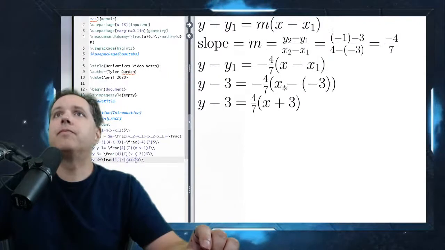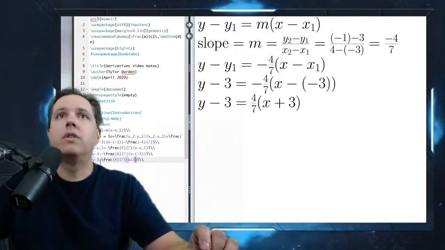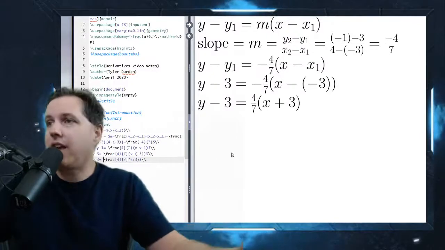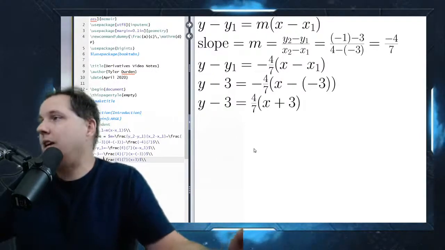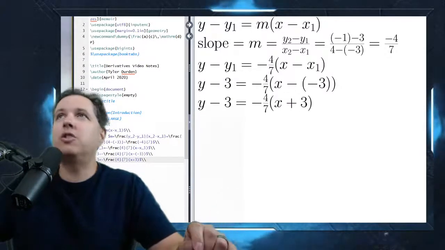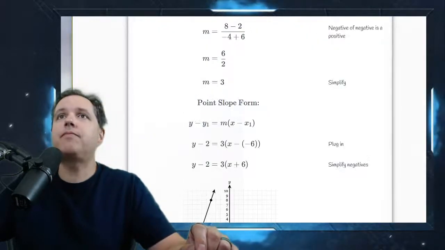So somehow when I hit the negative, I didn't type it, and then I copied it over without the negative. So that's my mistake. See how I dropped the negative from here to here? Now I'm putting it in. So this should be right. Let's try it again.